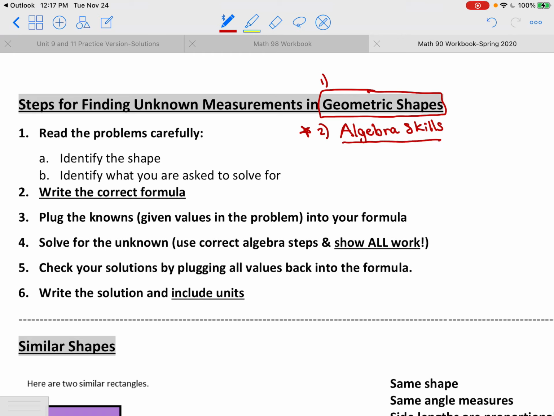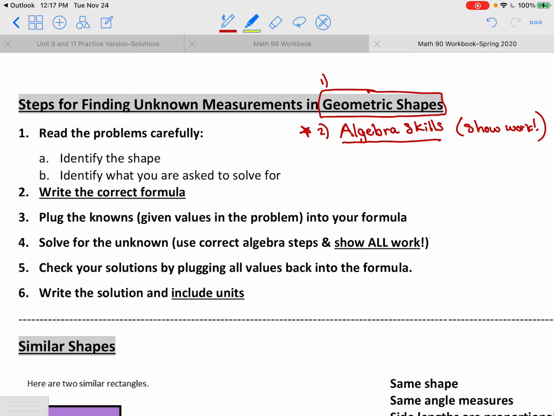But this idea of using our algebra skills and showing our work is really where most of your points are going to come from, because this is an algebra class, and what we're trying to do is teach you how to use your algebra skills in various scenarios. And this particular one is geometry.